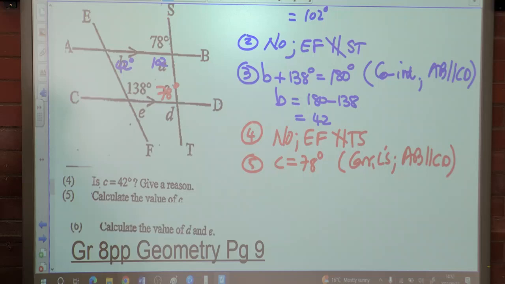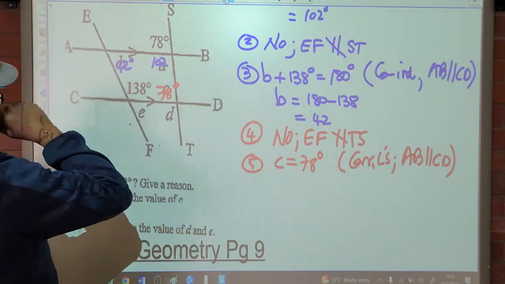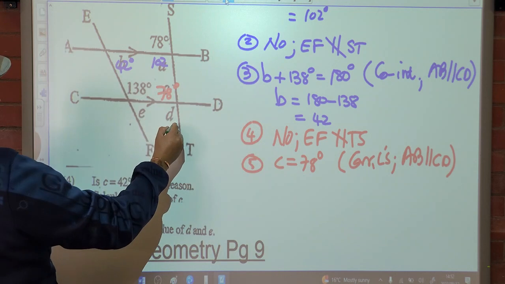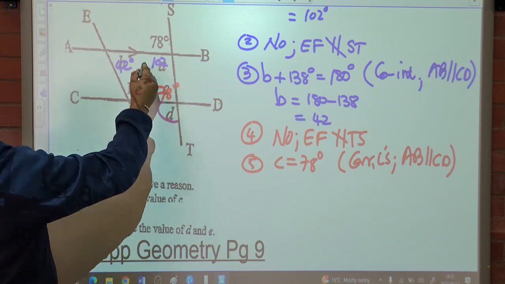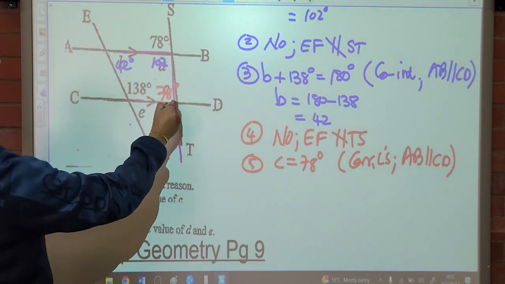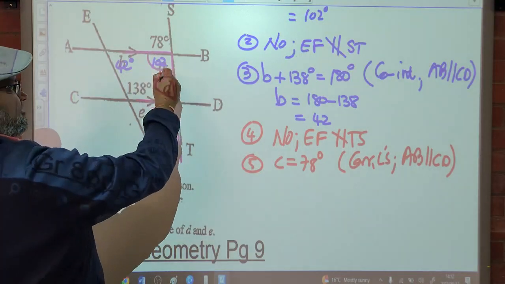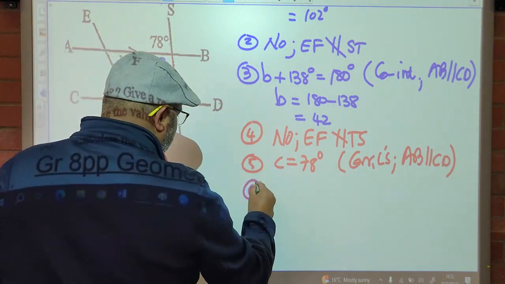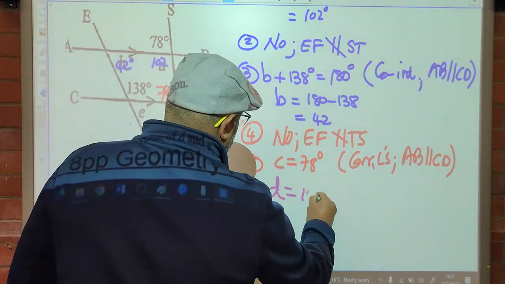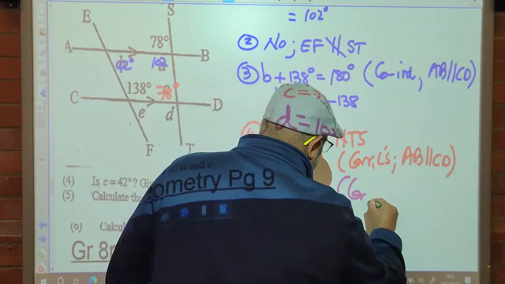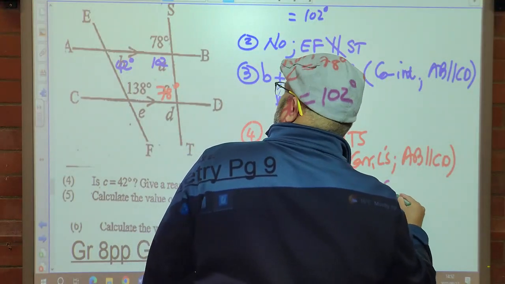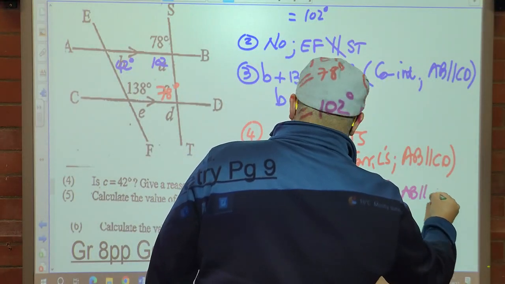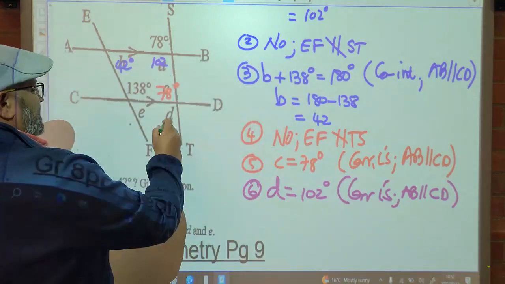Now calculate the value of D and E. Let's look at D. How are you going to calculate D? Corresponding. Can you all see the F there? No? So D is equal to 102. Corresponding angles with AB being parallel to CD.